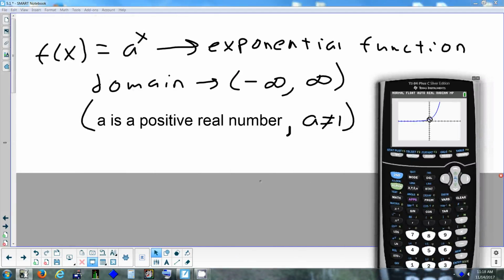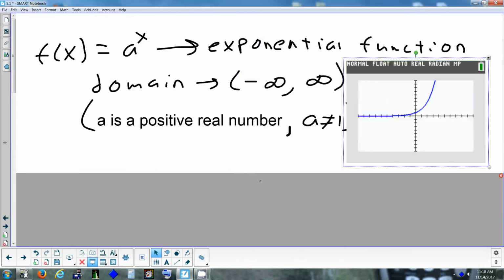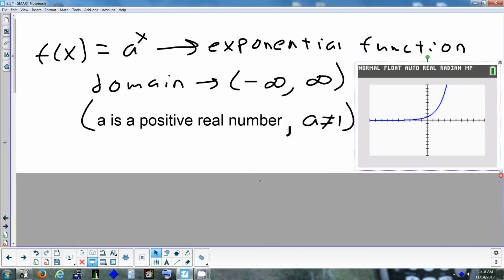Okay, how about the range there? Have a guess what the range would be? Zero to infinity? Yeah, it's 0 to infinity. Do you think it ever reaches 0? No, it'll never reach it.